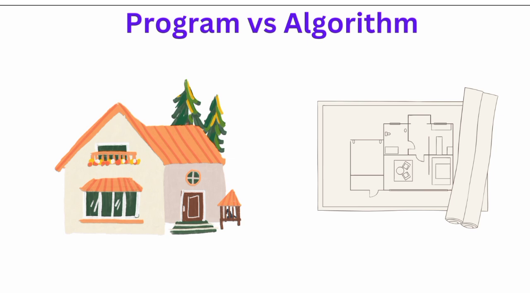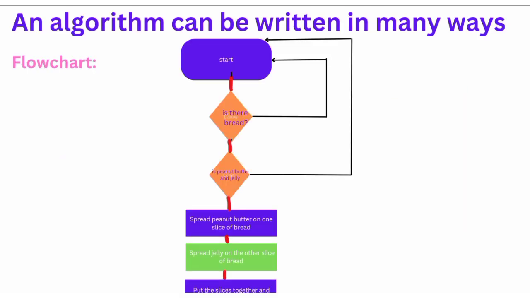So this is the algorithm: we are just mentioning, in a normal way, how the house will be, the plan of the house. And after building the house according to the blueprint, it becomes a program. So the example of a program is a house and the algorithm is a blueprint. An algorithm can be written in many ways. We discussed it already: an algorithm can be in different formats, like plain English, a flowchart, and pseudocode.